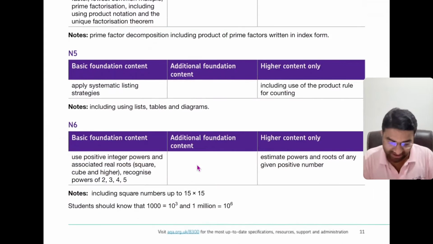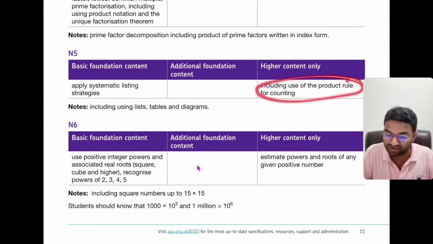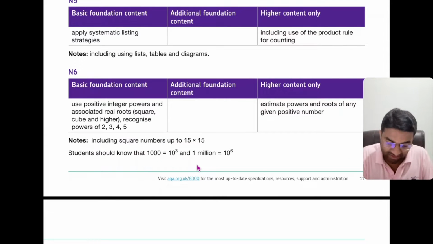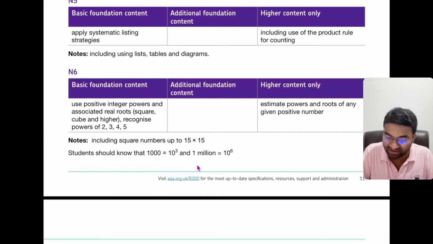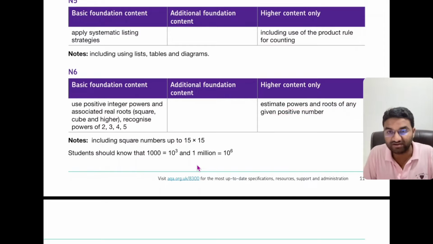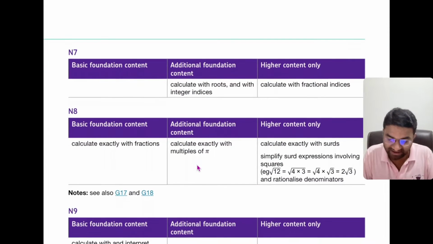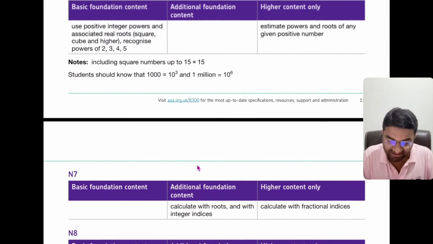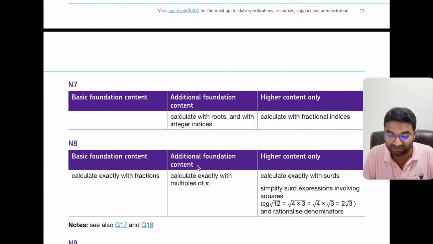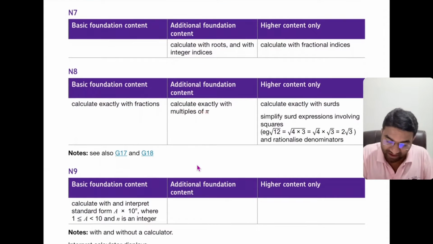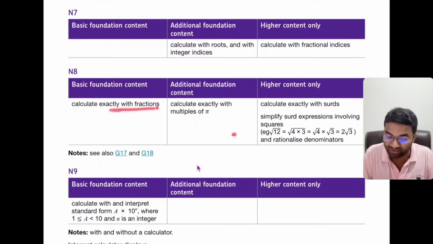Then next we have the fifth topic, systematic listing strategies. Here you have the higher content: the product rule for counting. Then the positive integer powers and associated real roots. Then for higher students, the powers and roots of any given positive numbers. Along with this topic, we have calculation of roots, integer indices, and fractional indices, also added for the higher students. Then for foundation, we have calculating exactly with fractions.